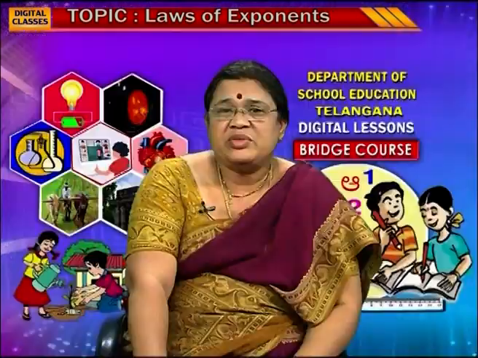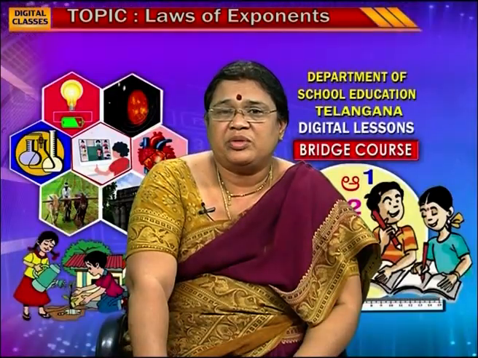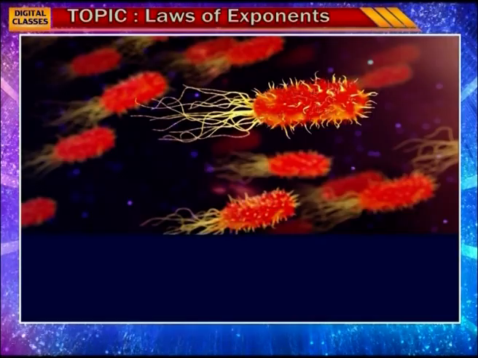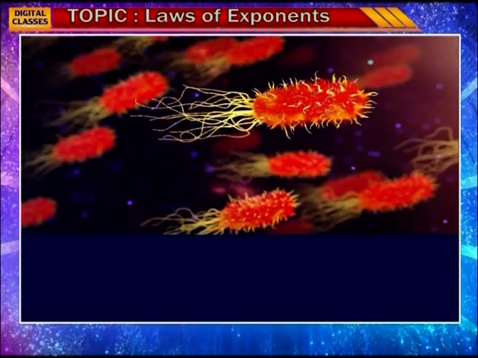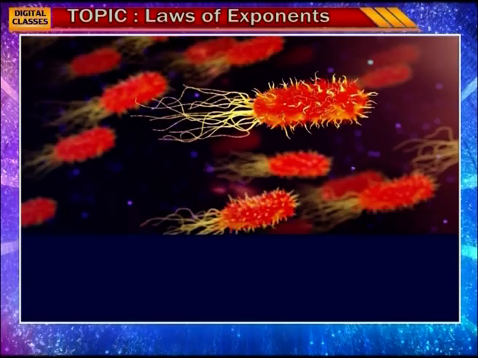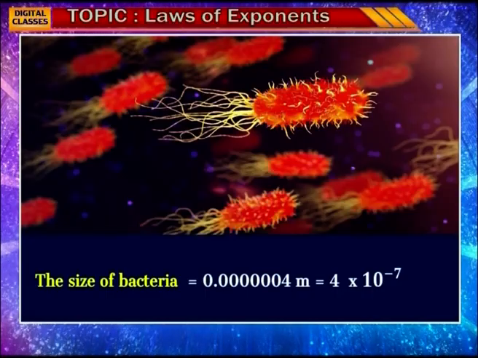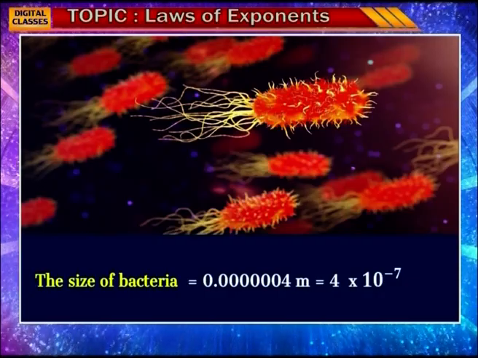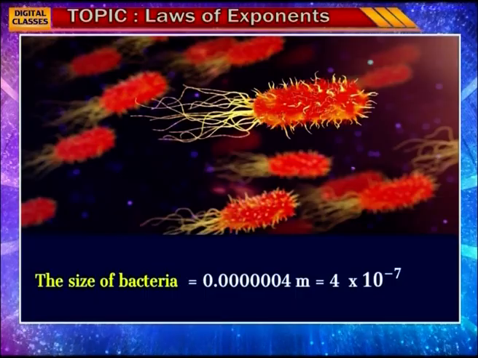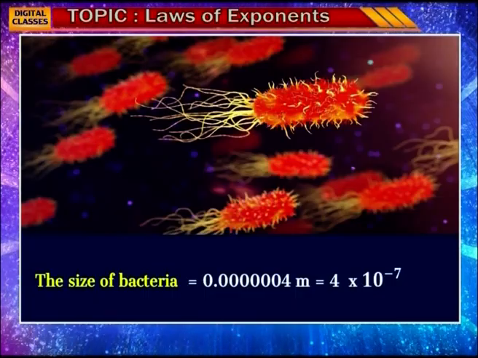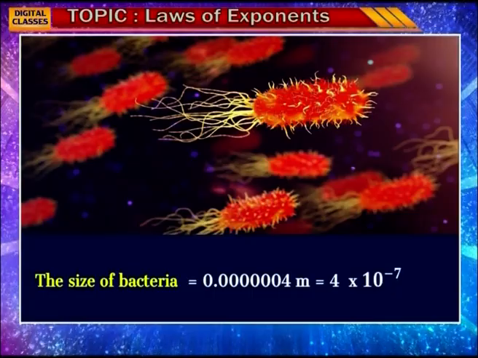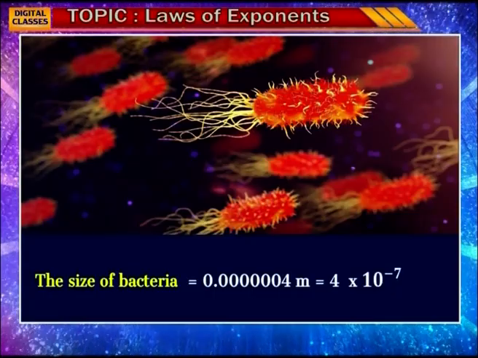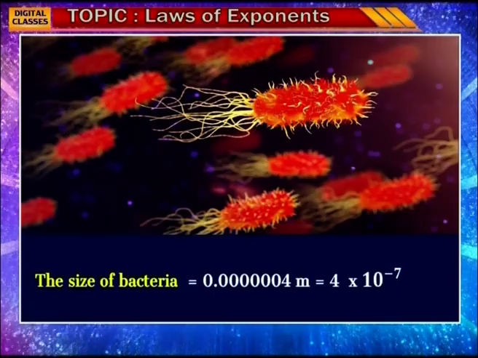You may get problems like expressing this type of numbers. What is the picture you are observing on the screen? Can anyone guess what this is? Biologists may show these types of pictures. It is a bacteria. Do you know what is the size of the bacteria? It is 0.0000004. So, this can be written as 4 into 10 to the power of minus 7.